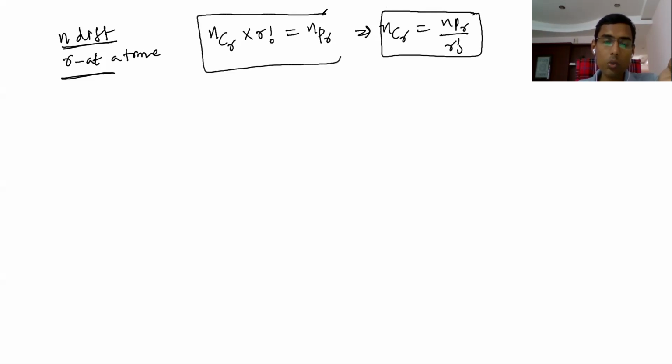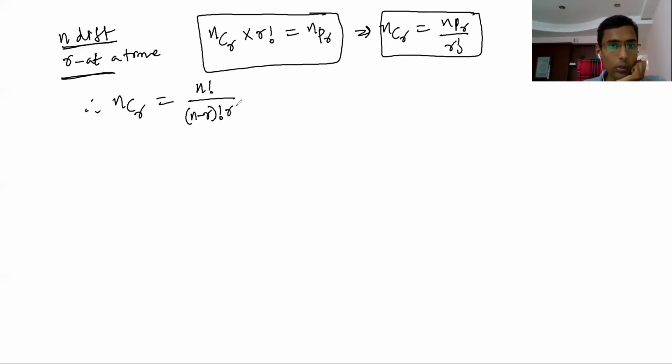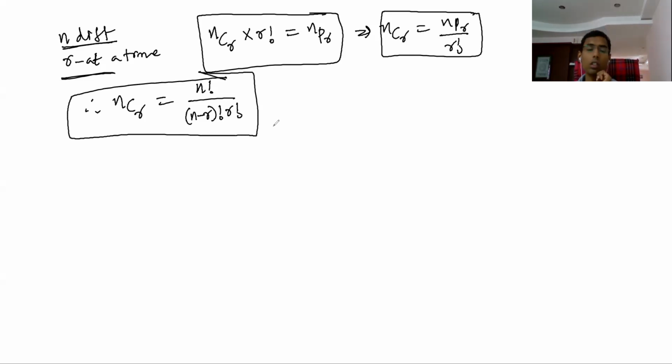What is the relation between NCR and NPR? The relation is this: NCR into R factorial is NPR, or NCR equal to NPR by R factorial. NPR is more. The value of NPR is more. Why? Permutation means selection and arrangement, while combination means only selection. So finally NCR equal to N factorial by N minus R factorial into R factorial. This is the formula for NCR. In first year, sometimes we have to use this formula.